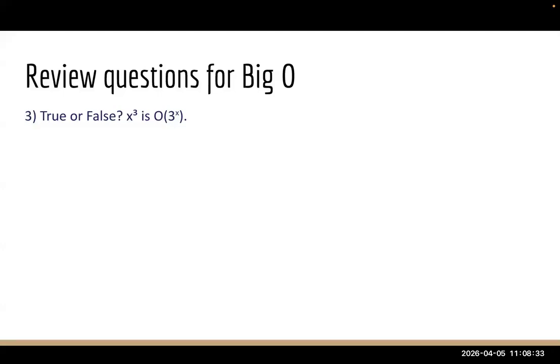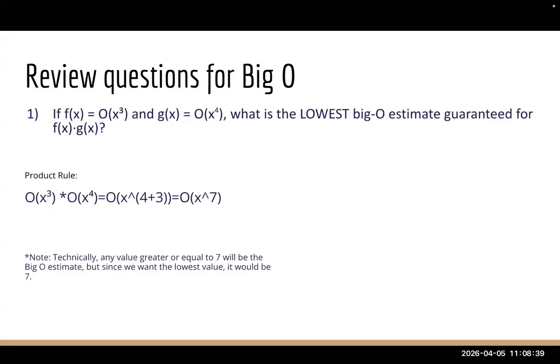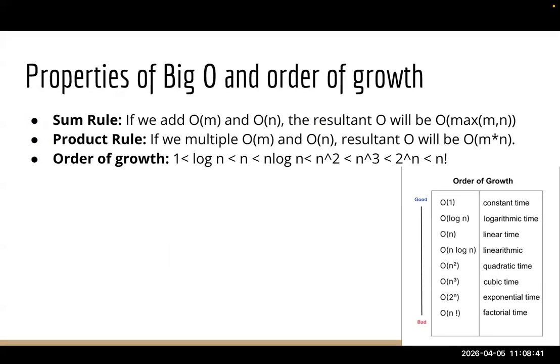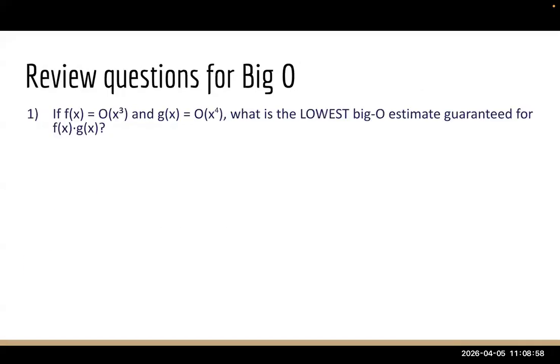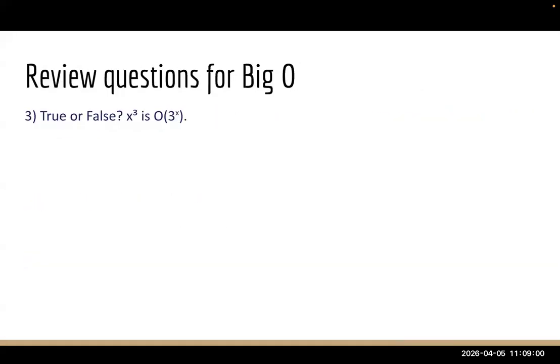Now, is it true or false? x cubed is O of 3 to the power x. Now, if you remember from the order of growth, we can see over here x cubed lies somewhere over here and 3 to the power x will lie somewhere over here. Since 3 to the power x has a higher growth order, we can say yes, this is true, since whatever the higher value is, we can consider them.